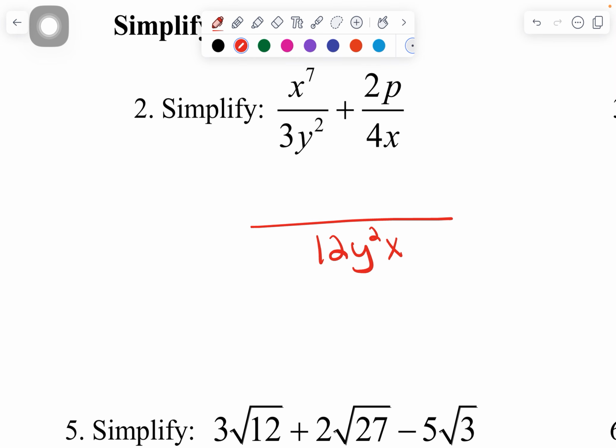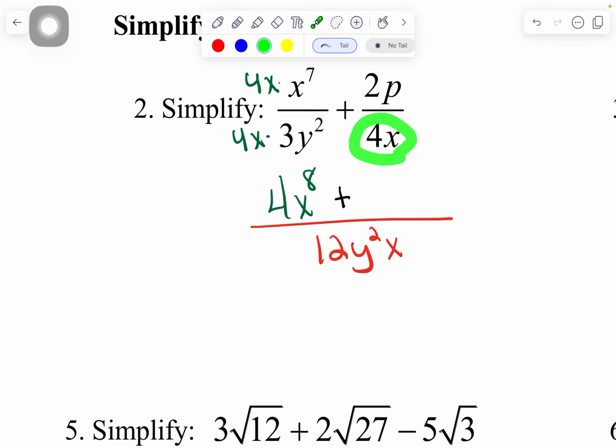So to get from 3 to 12, you're going to multiply by 4, and you don't have an x. So you got to do that to the same top. Do that to the top as well. So that's going to turn into 4x to the 8th. All right, and then we're going to add. Let's go ahead and do the same thing here.